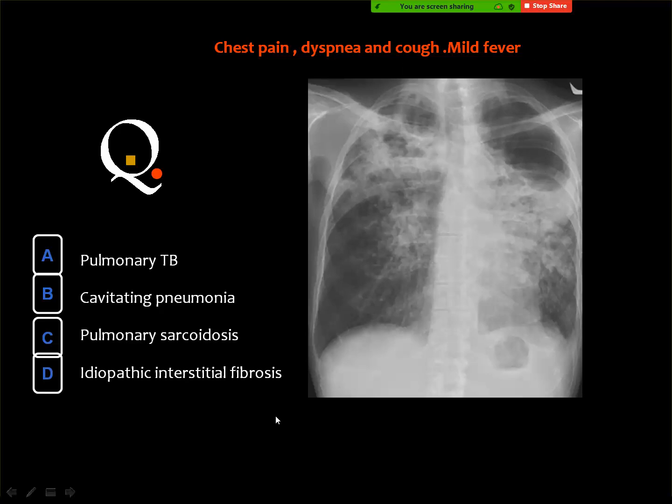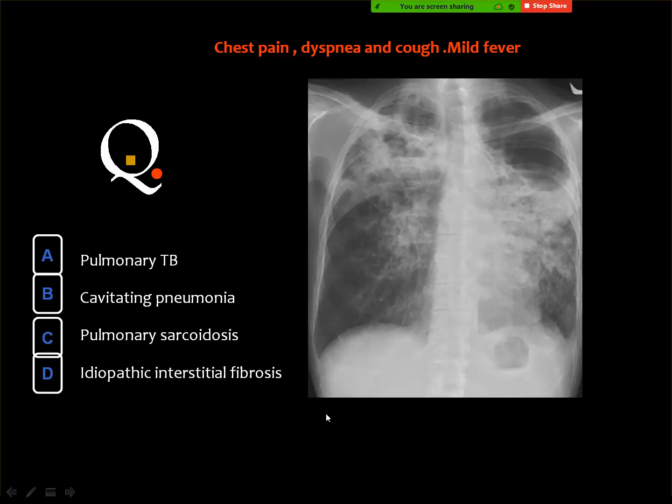And these are the possibilities: TB, cavitating pneumonia, sarcoid, idiopathic interstitial fibrosis. B. Sarcoidosis. Cavitating pneumonia or TB. Sarcoidosis. Okay. Reticular upper distribution. Then I intentionally projected this case because we are now not taking TB into our consideration.